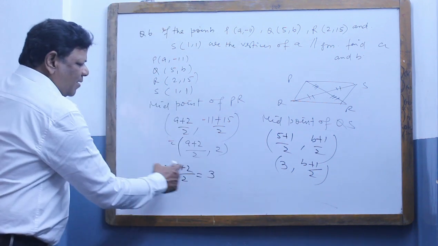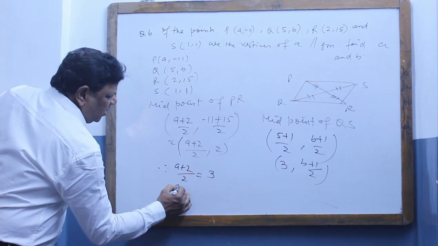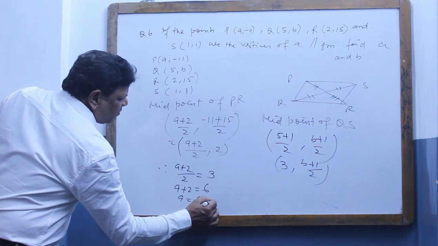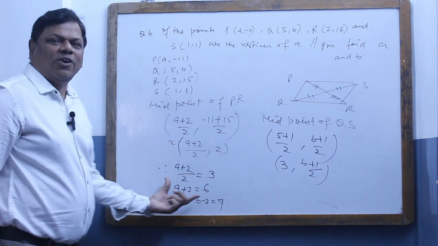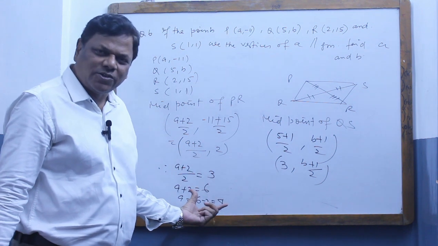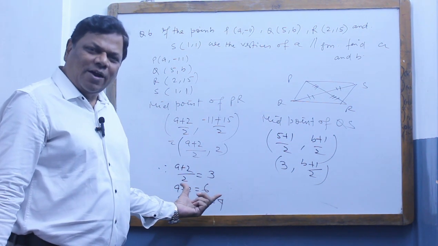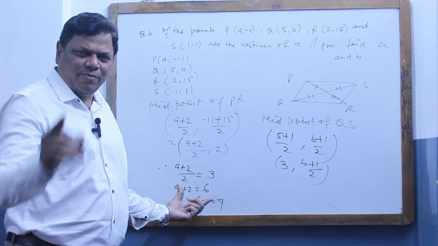So if A plus 2 by 2 equals 3, so A plus 2 equals 6. A equals what? 6 minus 2, 4. So what I got is the value of A: 4. Clear, children? If any doubt, please tell me in the comment box.